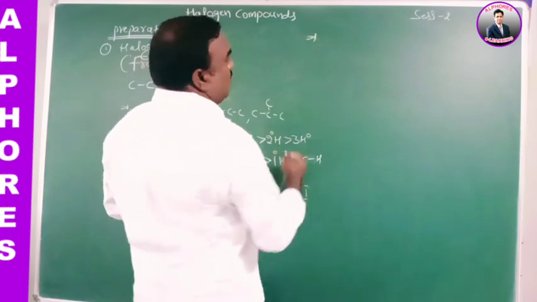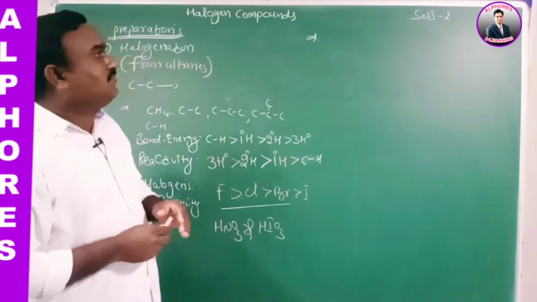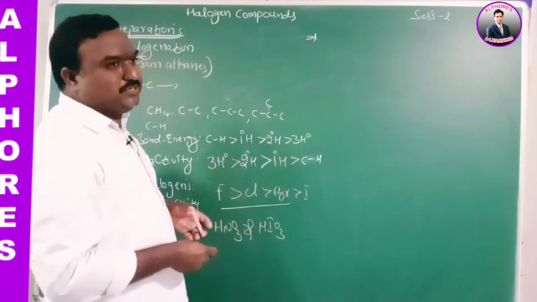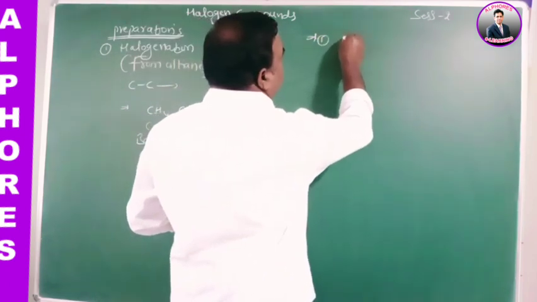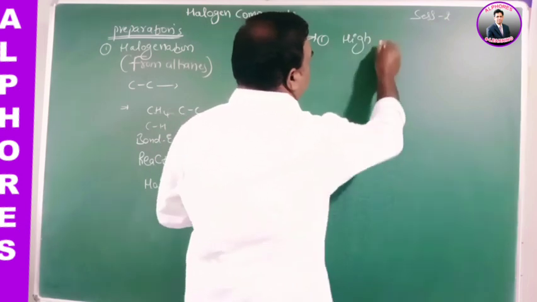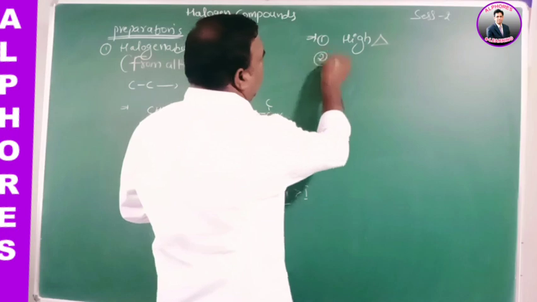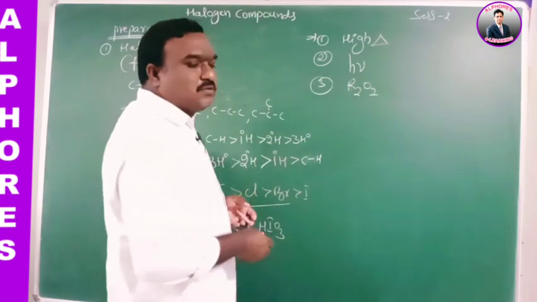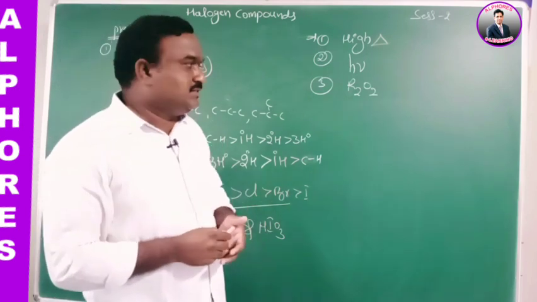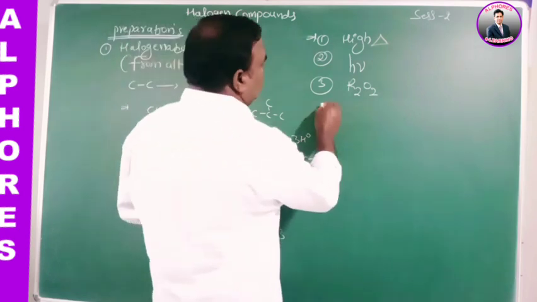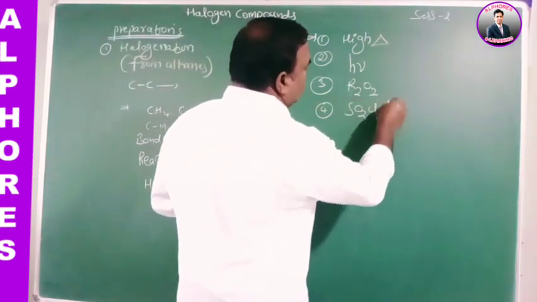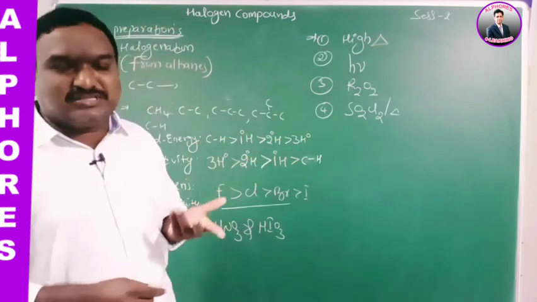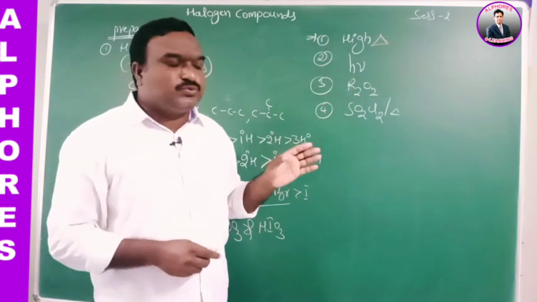But we have to apply some conditions. Without conditions, the free radical mechanism is not possible here. What type of conditions are suitable for free radical substitution reactions? We have to apply high temperature or sunlight or peroxides, normal peroxide or benzoyl peroxides or other peroxides, because these are initiators. So R2O2, sulfuryl chloride SO2Cl2 in the presence of temperature, tertiary butoxide. In these conditions, the free radical mechanism is possible. Without these conditions, no chance to get the product in this case.